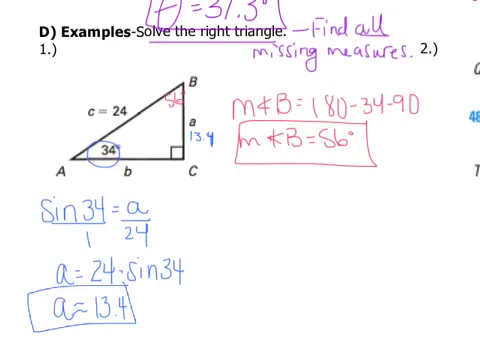So if I look again at my 34-degree angle and I'm looking for B, that's the adjacent side. And then I'll use that hypotenuse again. So this will be cosine of 34 degrees is equal to the adjacent over the hypotenuse. And then I can cross multiply.